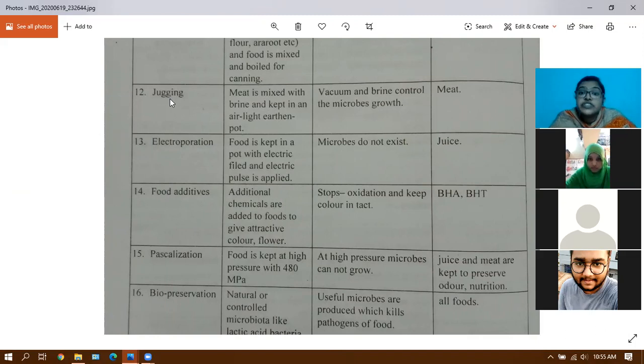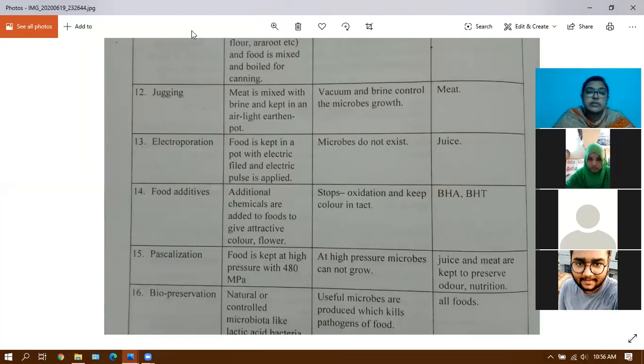Next, jugging. What is jugging? Meat is mixed with brine and kept in an airtight earthen pot. Vacuum and brine control inhibit the microbes' growth.